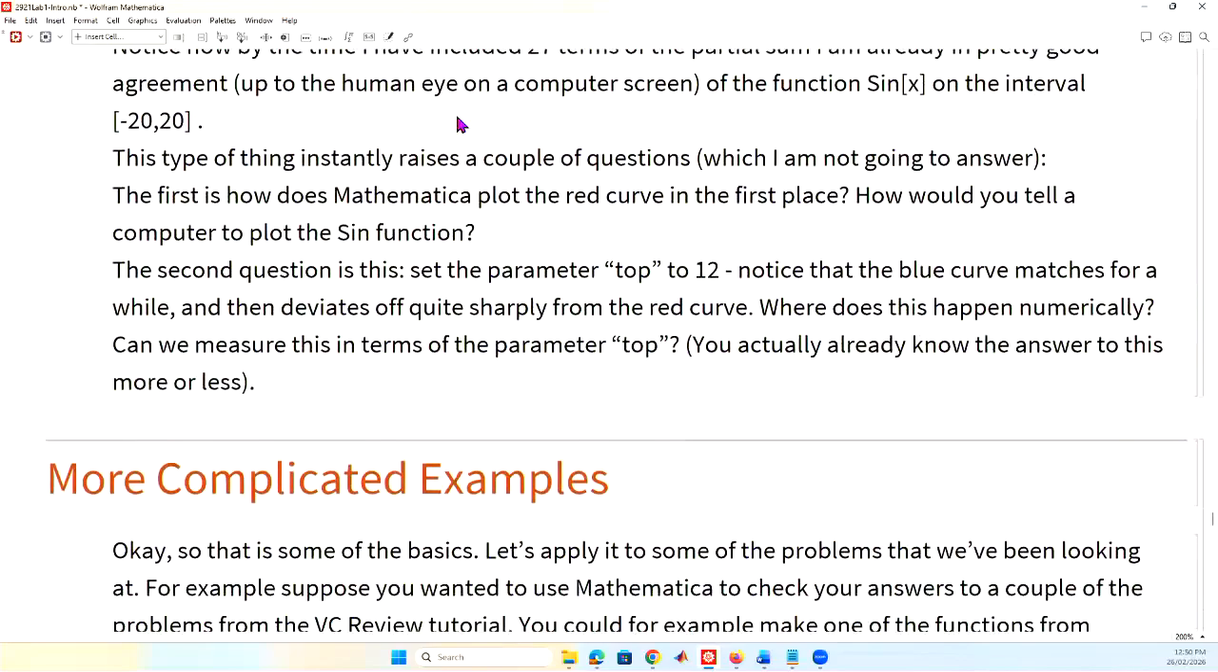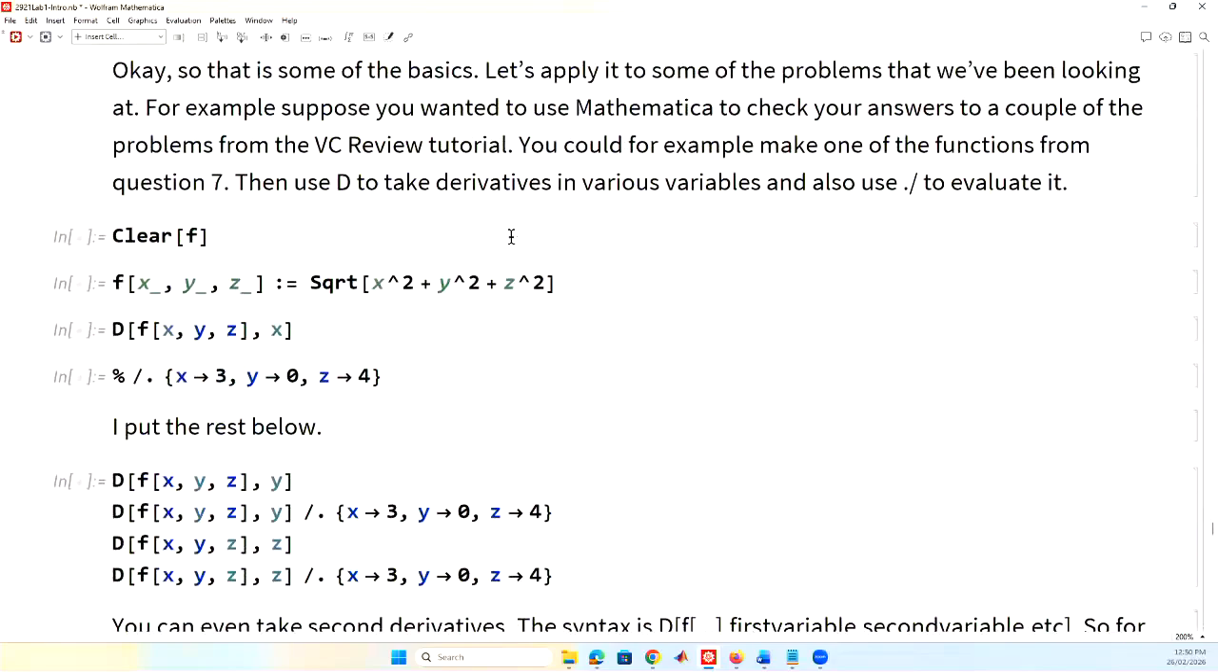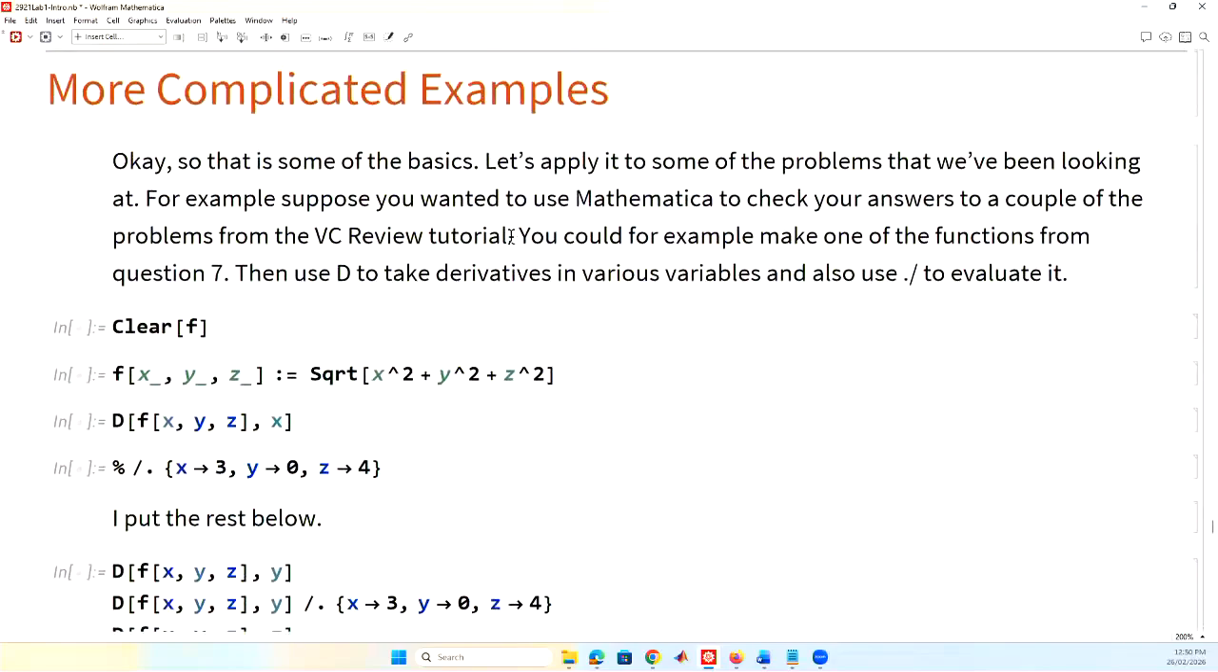Okay. There are some more complicated examples at the bottom. It's 10^-2. Why not? You can keep going with this. I'm not going to go through these here, but these are on the worksheet. These are essentially problems from the vector calculus review tutorial. I'm trying to remember if I gave you the vector calculus review tutorial. I'll give you a vector calculus review tutorial. These are questions from a tutorial sheet you don't have yet.